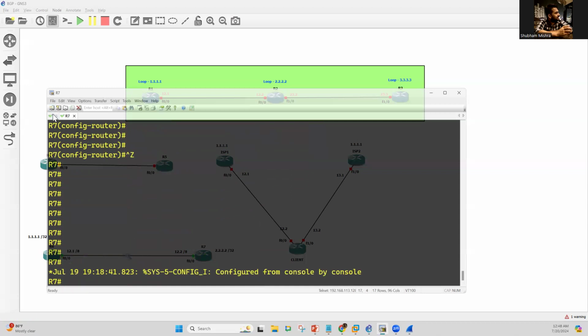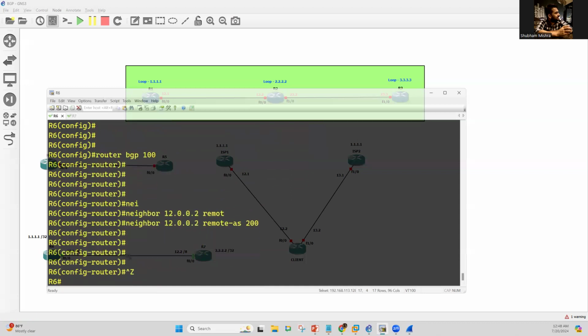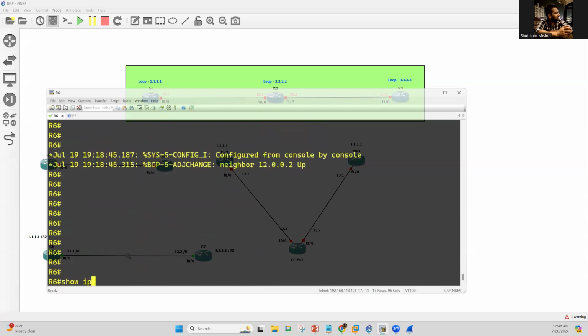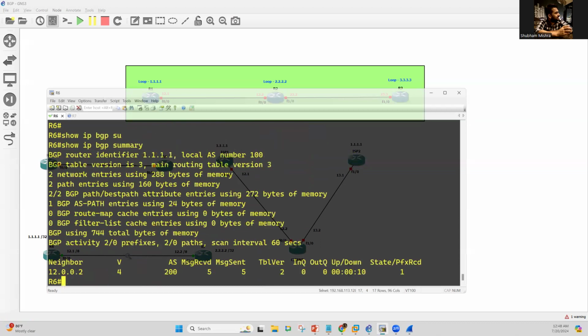100. Now check the neighborship. See here, neighbor 12.2 is now up. You can also check with show IP BGP summary. Now we are getting the result.